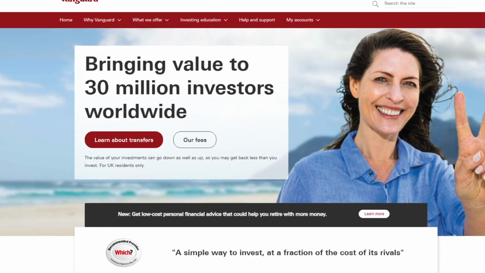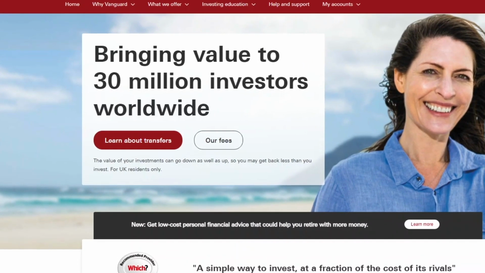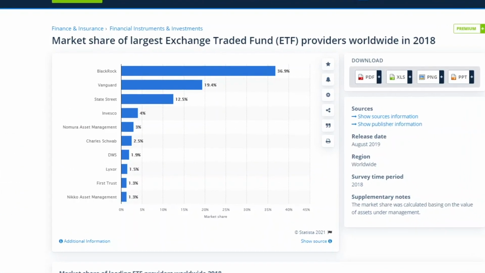So, some context. Vanguard are the world's biggest provider of mutual funds or index funds, whilst being the world's second biggest provider of ETFs. They were founded in 1975 by legendary investor Jack Bogle, with the aim of making low-cost passive investing available to all investors.